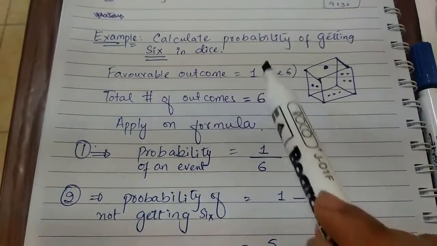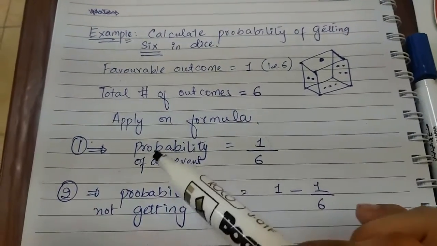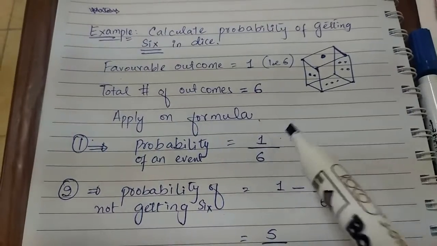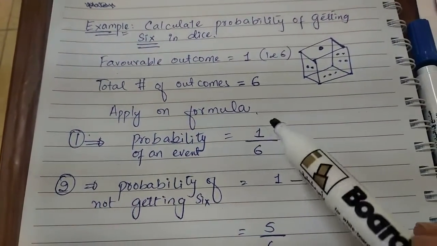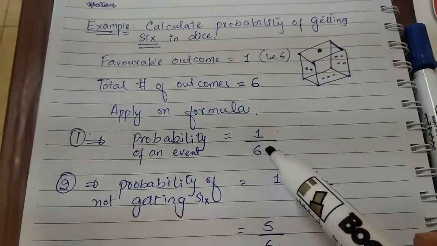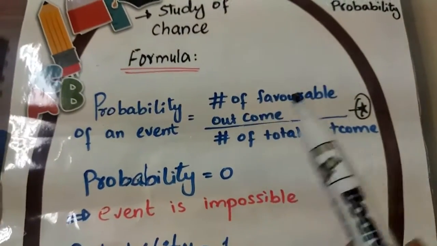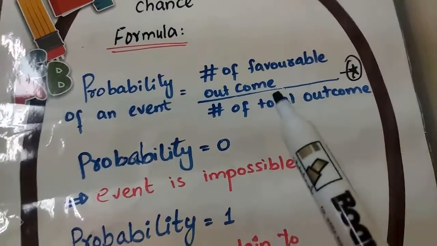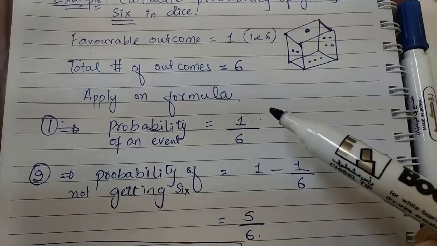The number of favorable outcomes is 1. If we apply the formula, the probability of an event is equal to the number of favorable outcomes divided by the number of total outcomes. So I'm going to substitute the values in this formula: 1 out of 6. The number of favorable outcomes is 1 and the number of total outcomes is 6. So I have written this value over here: 1 by 6.